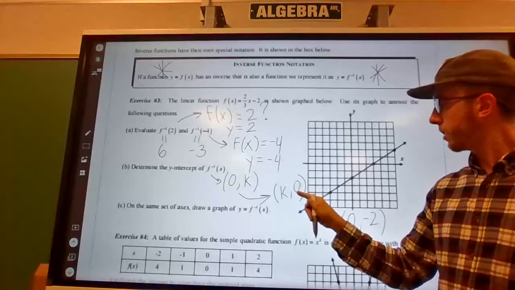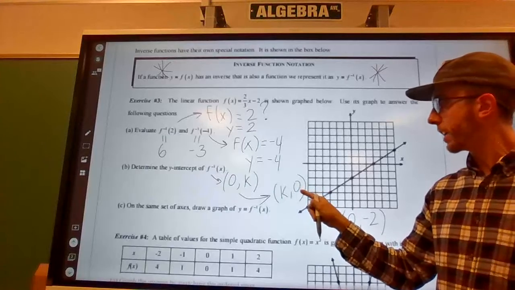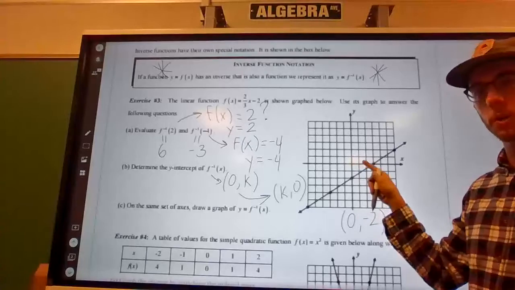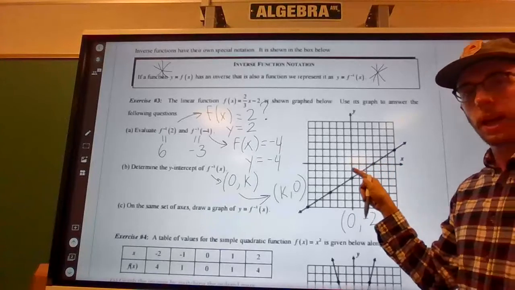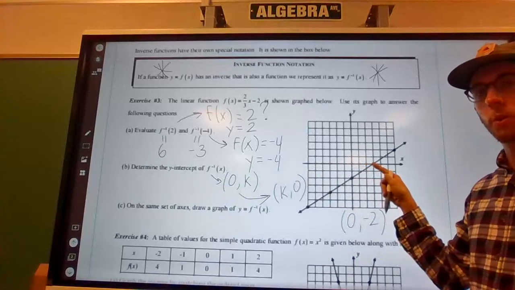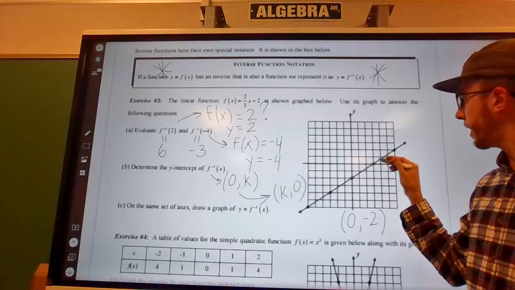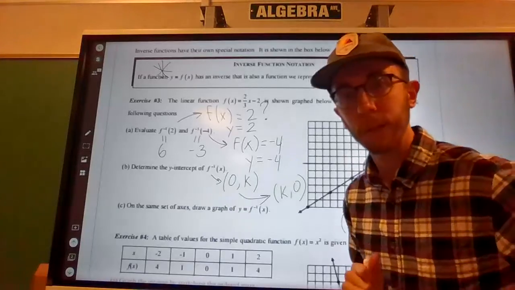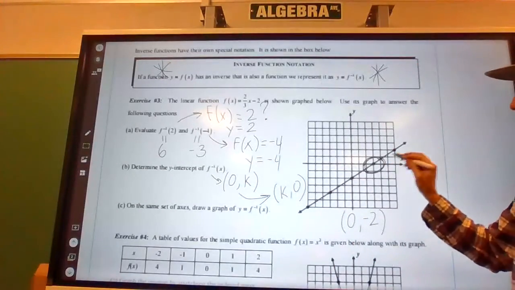So we're looking for where y equals 0. And y equals 0 anywhere across this x-axis. Anywhere across this x-axis is where y equals 0. So the point we need is right here. That's the point we need. And what is that point?